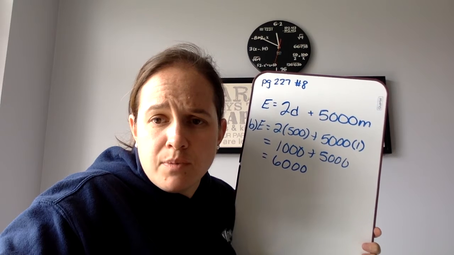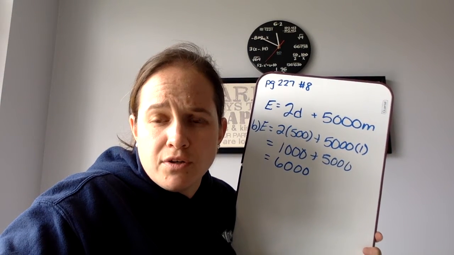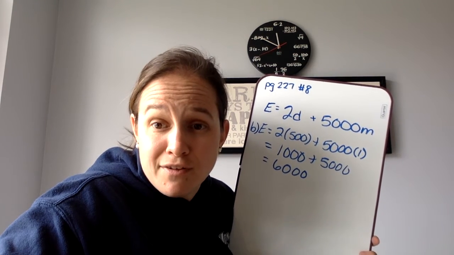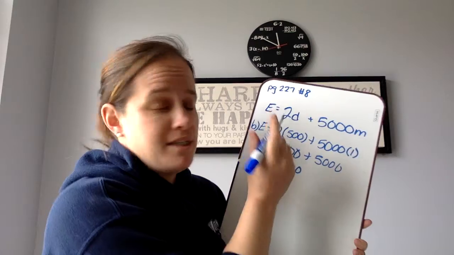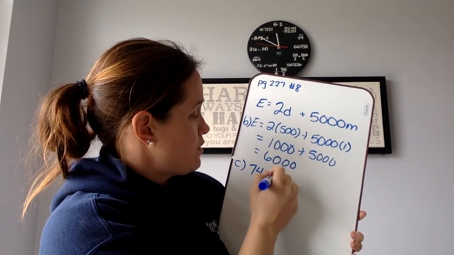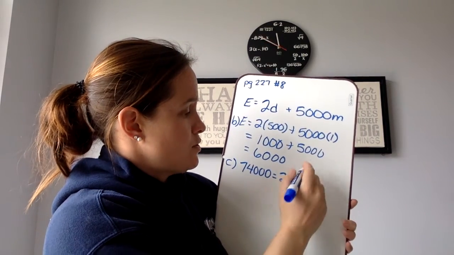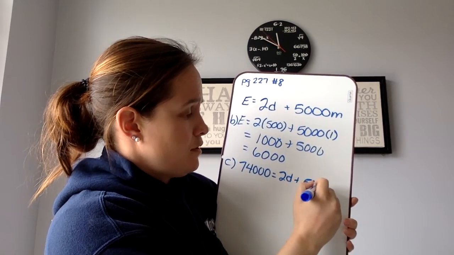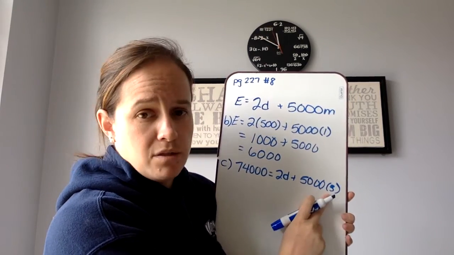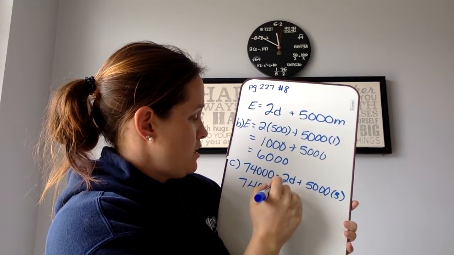Question C says, suppose after the 3rd month on tour, the new recording artist earned a total of $74,000. How many CDs were sold? So we know that the total earnings is $74,000. We don't know how many discs were sold, but we do know that this person has been on tour for 3 months. So we get a 3 there. So we just go ahead and start solving.